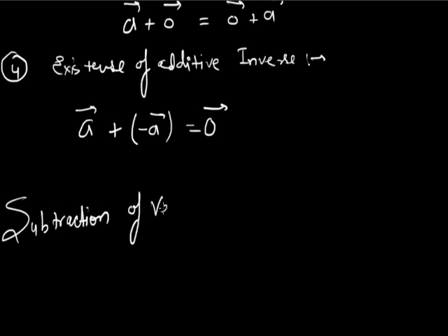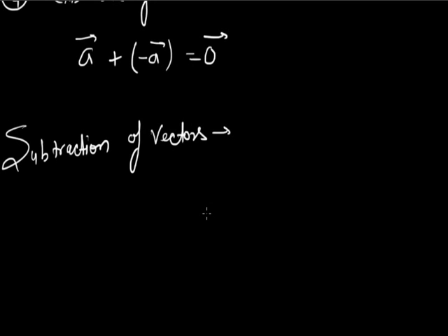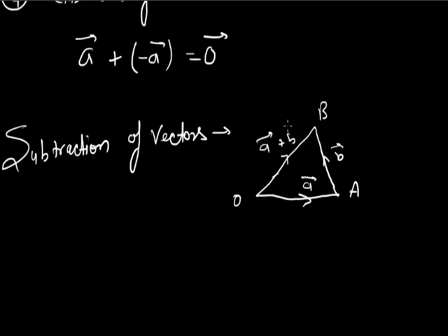Now the next point is subtraction of vectors. Again, first draw a triangle OAB. OA represents the a vector, AB represents the b vector, then the resultant is a vector plus b vector. Now the subtraction of b vector from a vector is defined as the vector sum of the a vector and the minus of b vector.